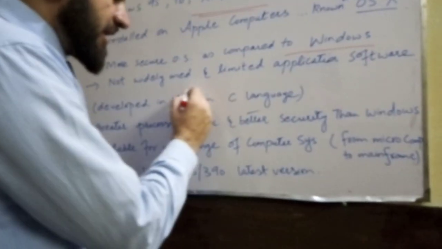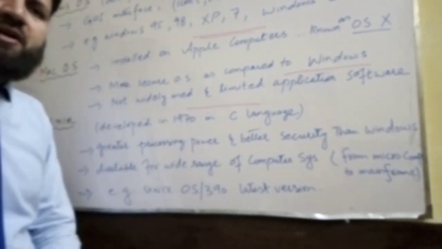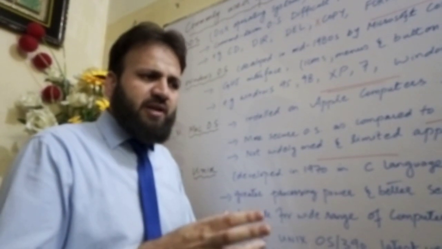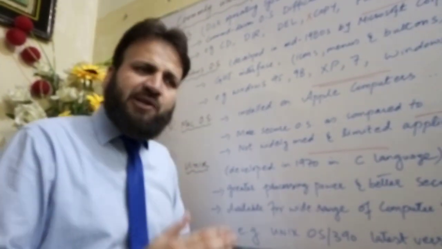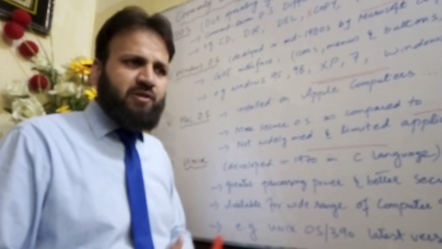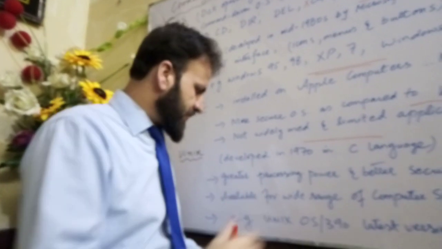Now the last is Unix. Unix was developed in 1970 in the C language. It has greater processing power and better security than Windows. Unix operating systems are installed in many defense organizations. They have changed it according to their own requirements because it provides better security and better software and hardware protection as compared to Windows.